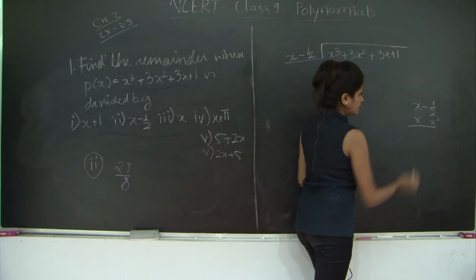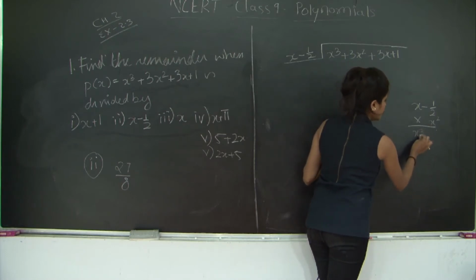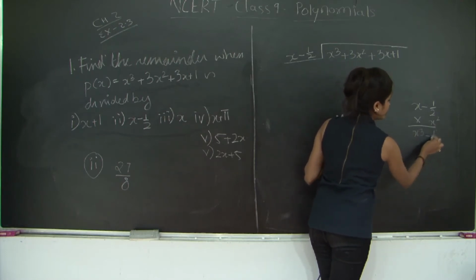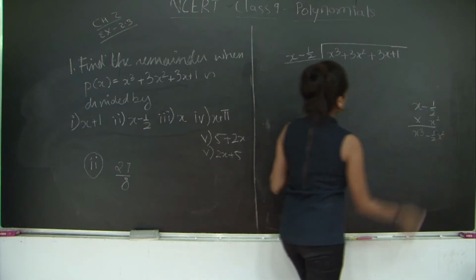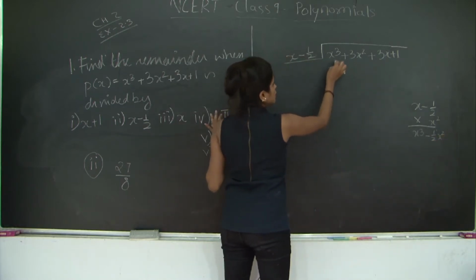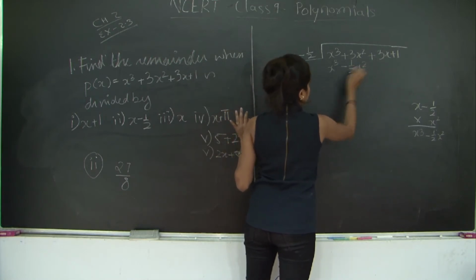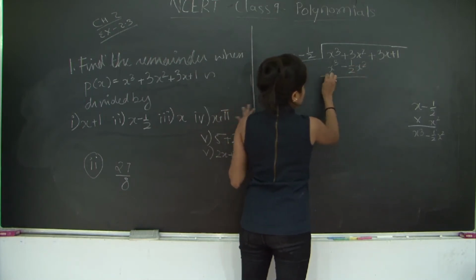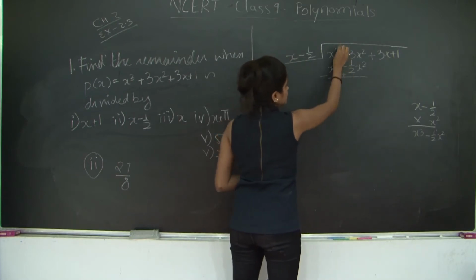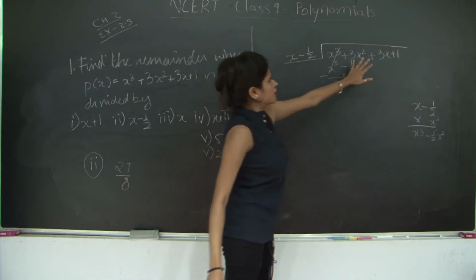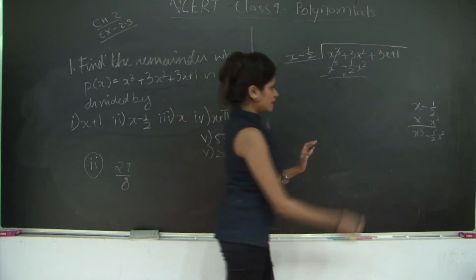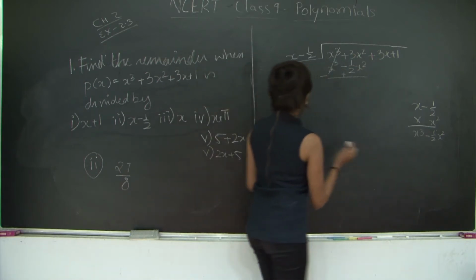X square, right? So x cube minus half x square. This becomes negative, this becomes positive. This cancels out. Now 3x square plus half x square. Let us solve it here.